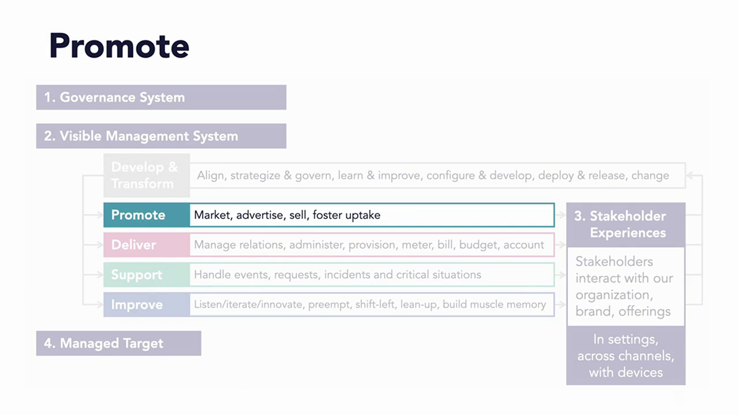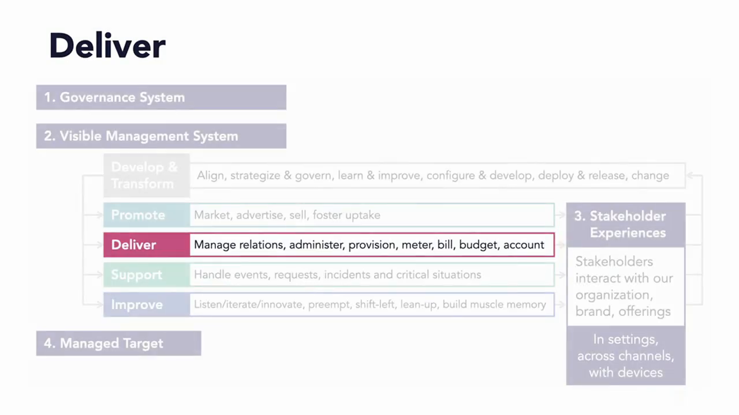That's where Promote comes in. It includes the disciplines of marketing, advertising, and selling and fostering uptake of our organization, brand, and its offerings. For offerings, for example, this includes not just the offering as a whole, but individual features and qualities and sets of features and qualities. This is vital because in Agile, we release all the time in smaller chunks that we aim to have taken up to ensure value is realized.